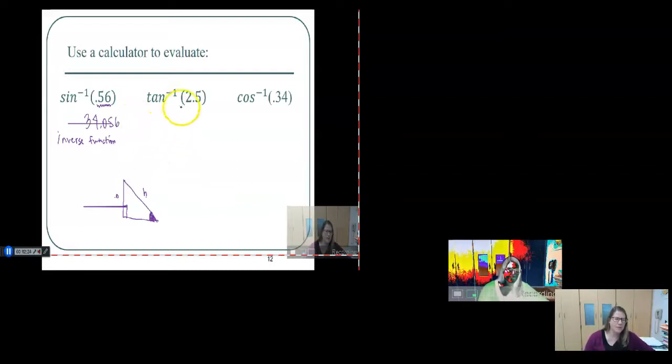So basically 34 degrees, right? If I were to round it. So the sine inverse of 0.56 is equal to 34 degrees. Okay. So the ratio of the opposite side over the hypotenuse is 0.56 when the angle is 34 degrees.